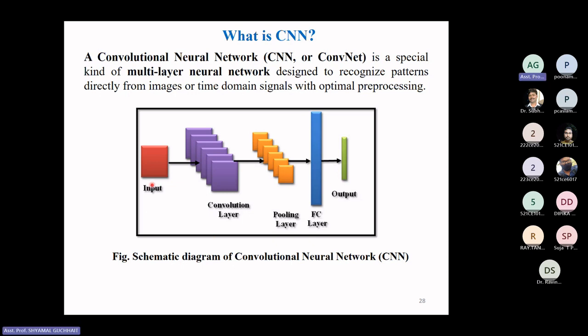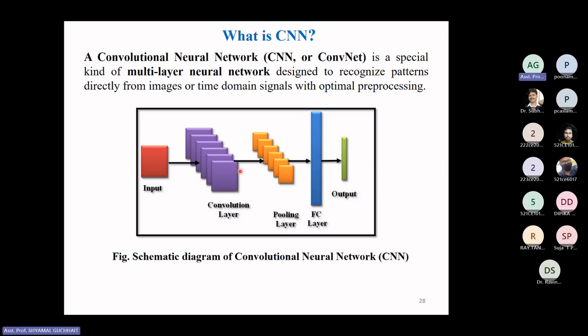Now in this figure you can see the schematic diagram of the convolution neural network. So first of all, some input will be there, either in the form of image or time domain data. Then the CNN consists of some convolution layers. So convolution operations will be going on with this input data. And those convolution layers may be a single layer or multiple layers. We can add 2 or 3 layers depending upon the size of the optimization problem.